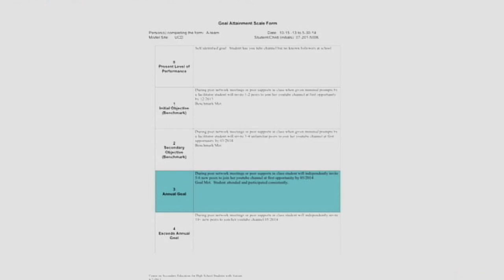She met her annual goal by probably about March or April. So that's what's so great about this goal attainment scale, is that it actually has an exceeds annual goal. So we were able to keep her same goal but just build on it. And that's what she did. So her exceeds annual goal was to independently invite 10 or more peers to join her YouTube channel.